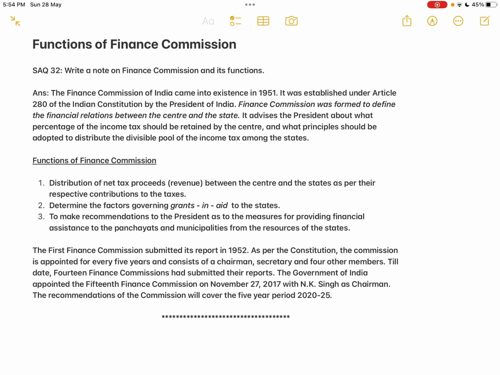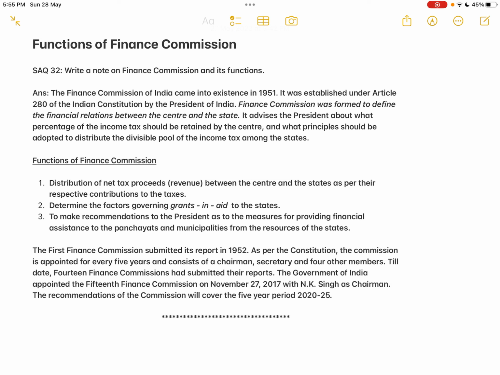It was established under Article 280 of the Indian Constitution by the President of India. The Finance Commission was formed to define the financial relations between the centre and the state. So this is the main job of the Finance Commission.